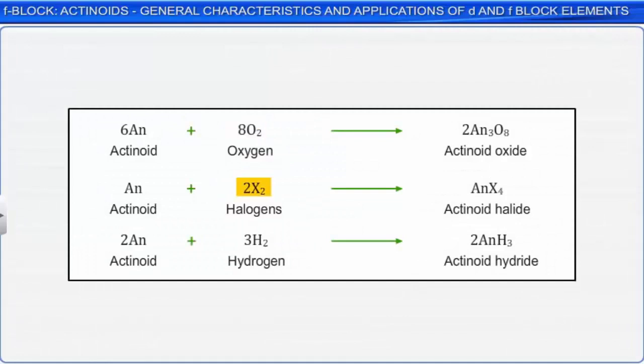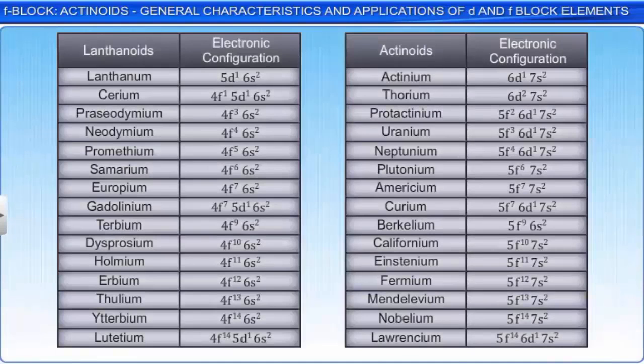Since in both series of elements the f orbital is progressively filled, the two series of elements resemble each other. On the other hand, they also differ from each other due to the lower binding energies of the 5f electrons in actinides than those of the 4f electrons in lanthanides. The important differences between the lanthanoids and the actinoids are summarized in the table given here.